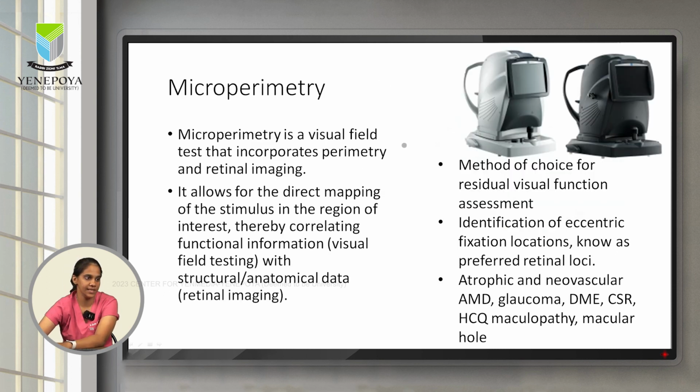Finally, microperimetry. Microperimetry is a visual field test that incorporates perimetry and retinal imaging also. Both will be displayed side by side for easier comparison. So it allows for the direct mapping of the stimulus in the region of interest, and you can correlate functional information, that is your visual field testing, with your anatomical information, which is your retinal imaging. This is a method of choice for residual visual function assessment, and in this you can identify eccentric fixations known as preferred retinal loci rather than a central fixation.